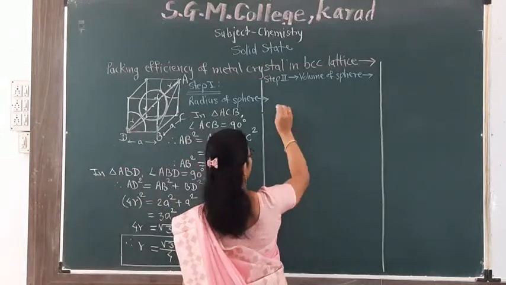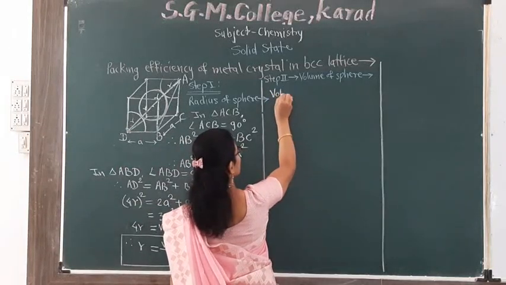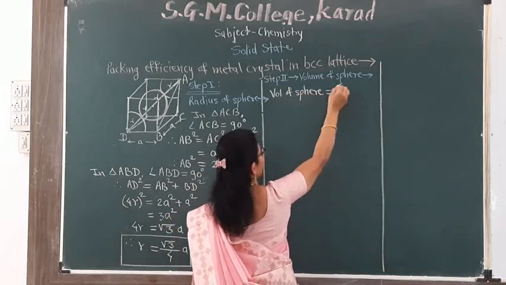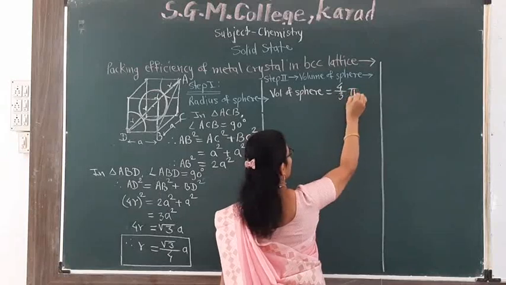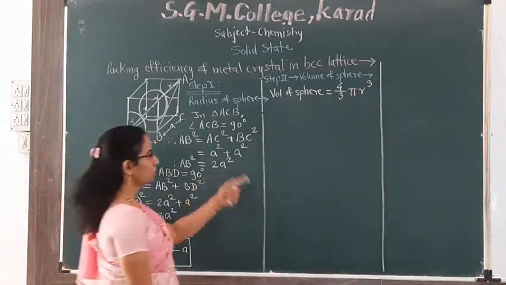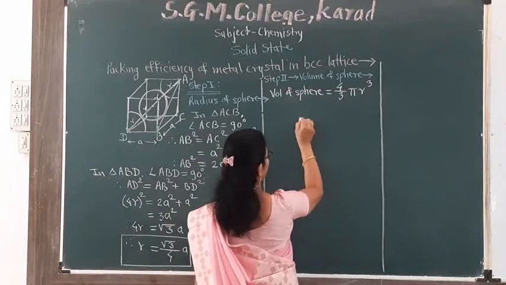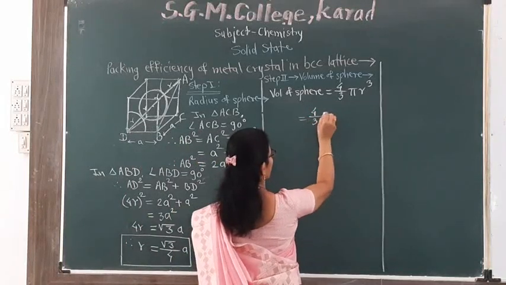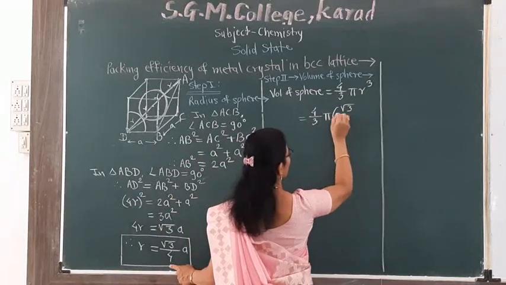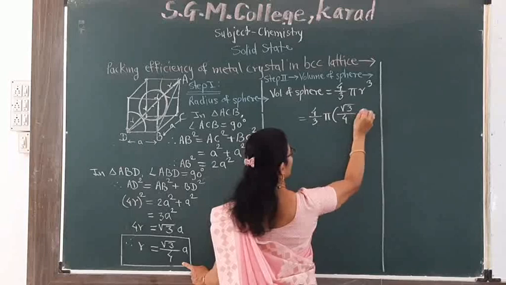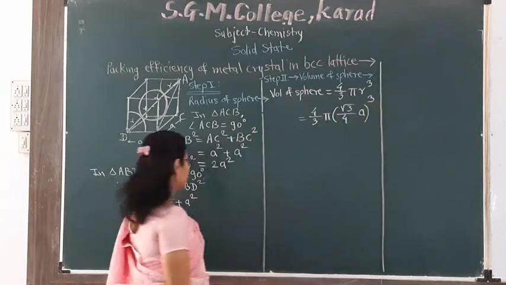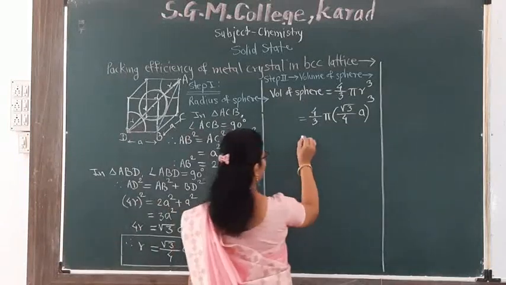What is the volume of sphere? Yesterday we have seen it. It is equal to 4 upon 3 pi r cube. Now insert the value of r in this equation. What will you get here? 4 upon 3 into pi into root 3 upon 4 a whole cube. Okay? Now simplify it.